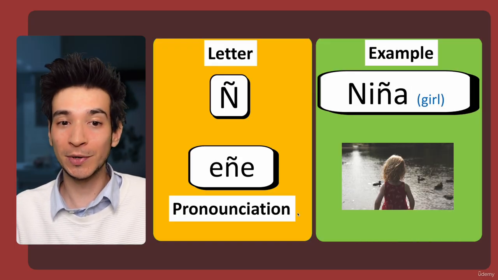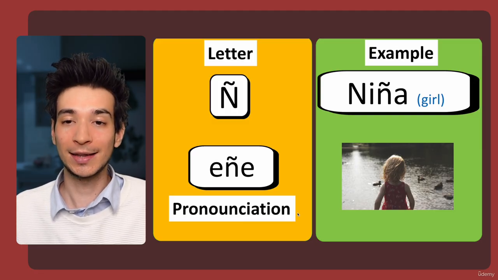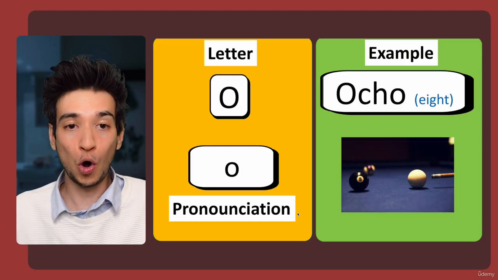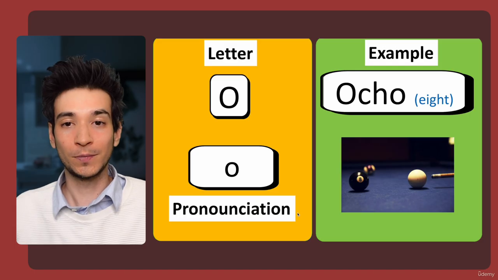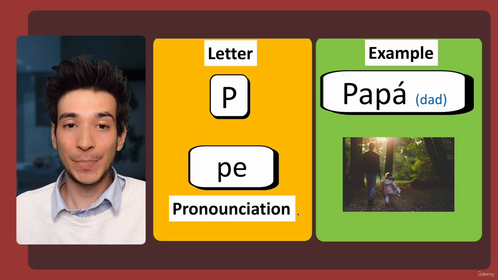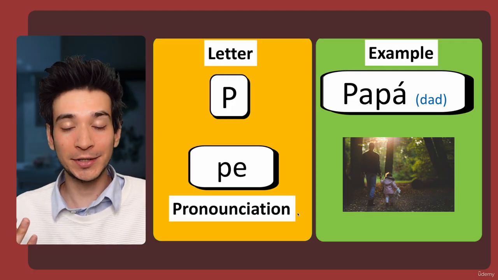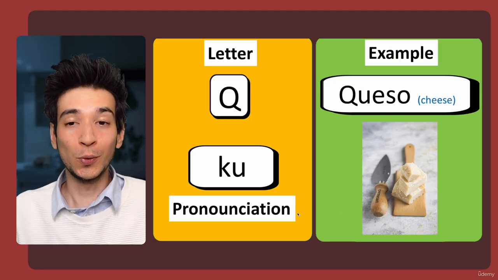Ñ. So we talked about this one before. The example is niña, a girl. And the next one is O. Ocho, which means 8. P. Papá. So we have mamá for mom, papá for dad.